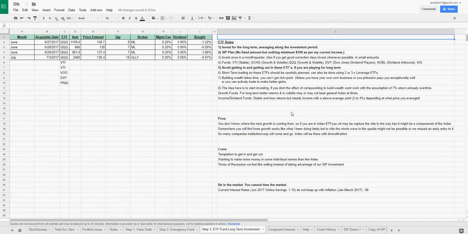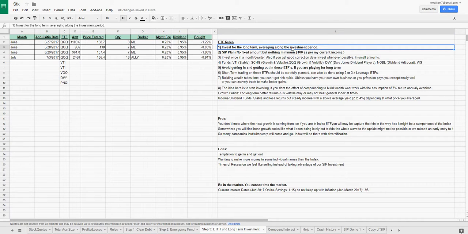A systematic investment plan doesn't need a lot of capital, and the purpose of this plan is to invest for the long term by averaging down. So when you do it for the long term, you're basically averaging down, like what you can see. In my case, I've created this spreadsheet, and I'm showing you an ETF called QQQ. You can invest in Vanguard.